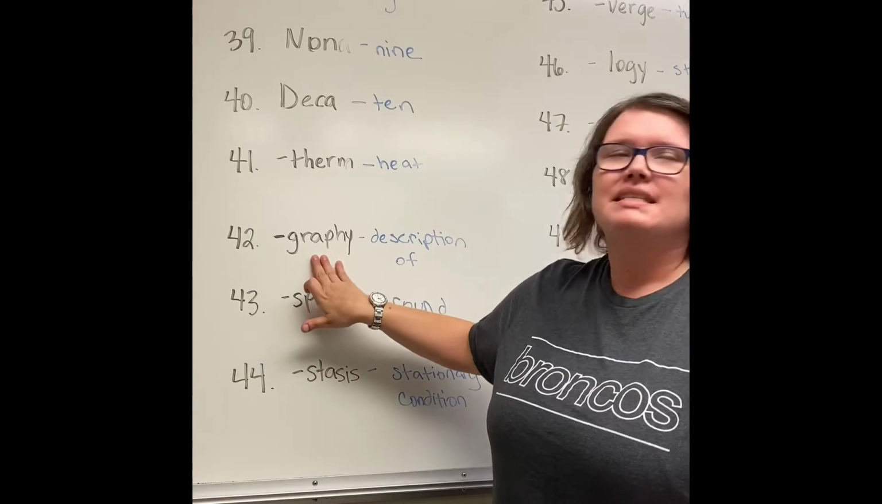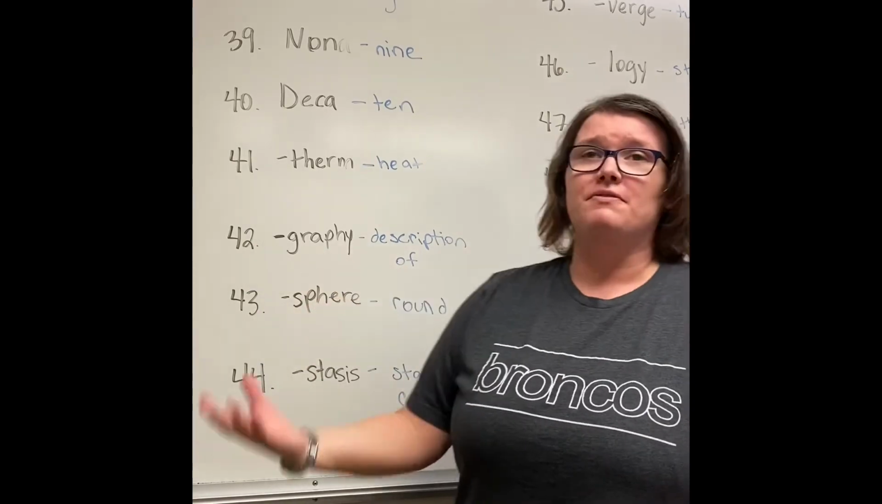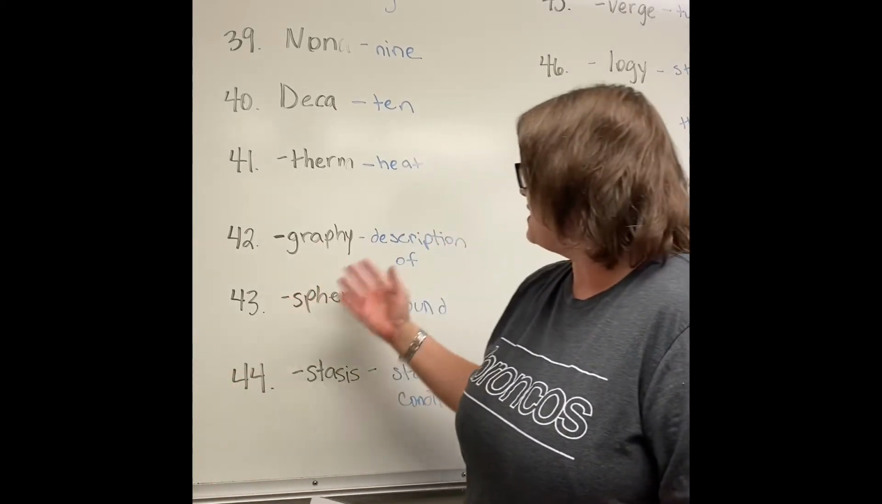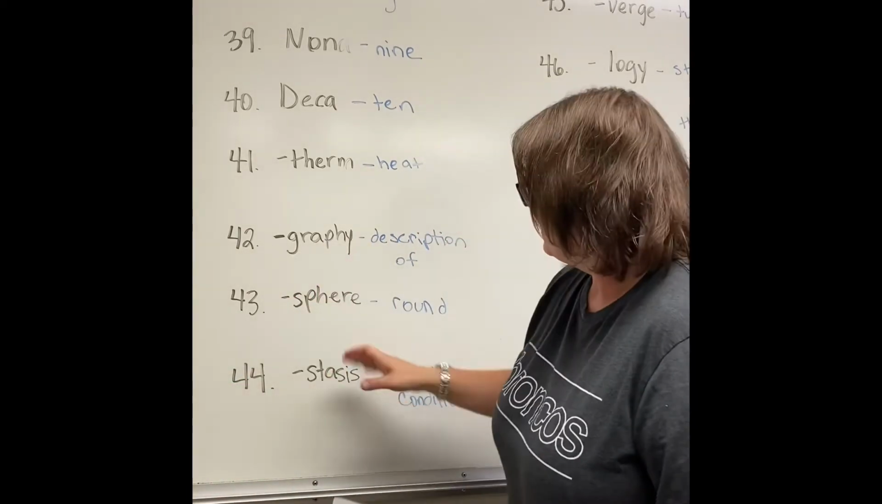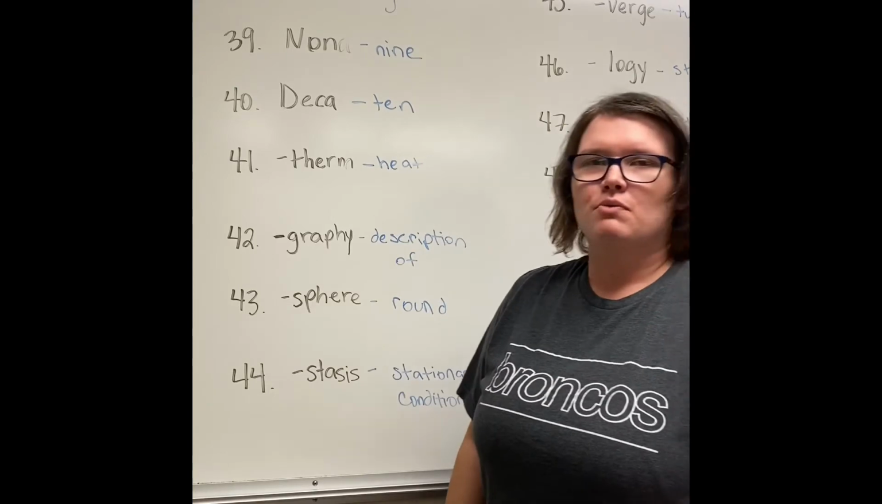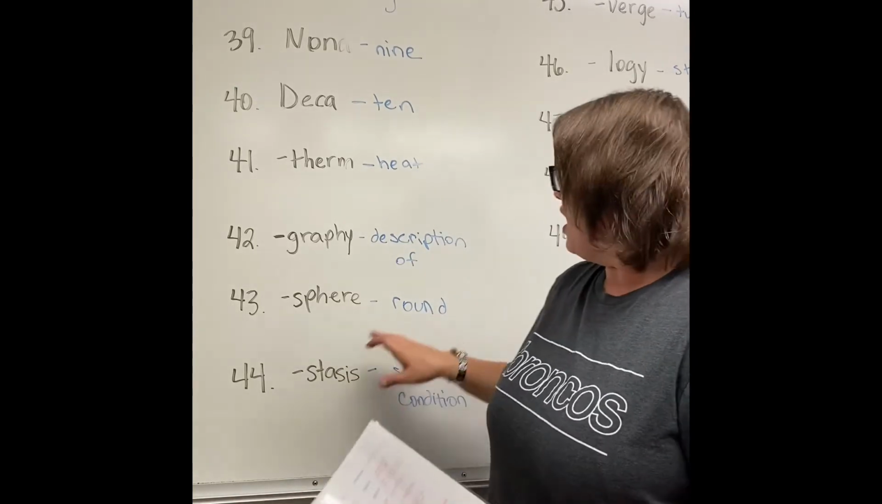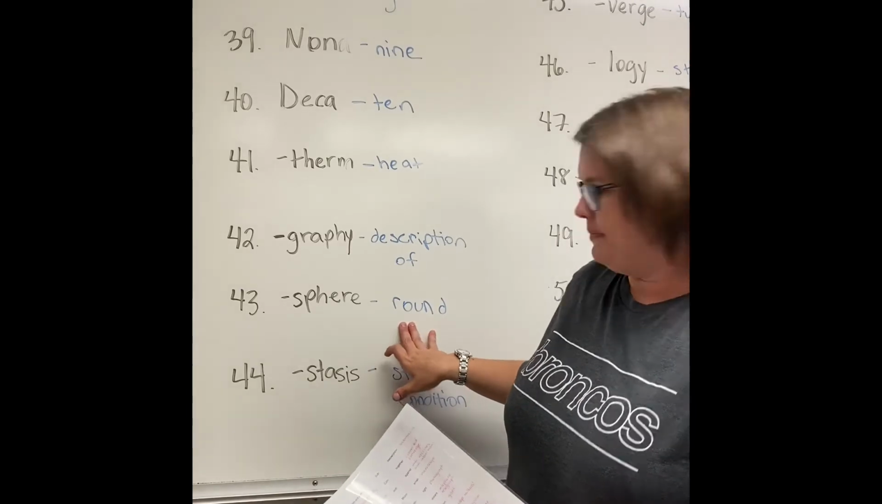Graphy means the description of, like calligraphy. That is the description of how you are writing. Geography, the description of the earth. Sphere means round, like the biosphere, the hydrosphere, the geosphere. All of these things are round.